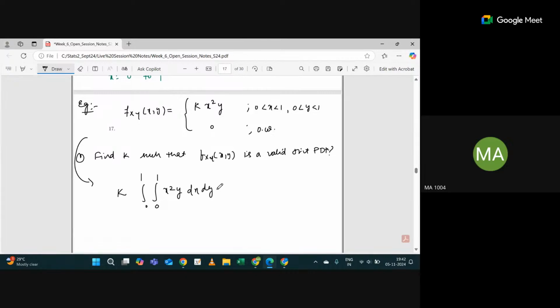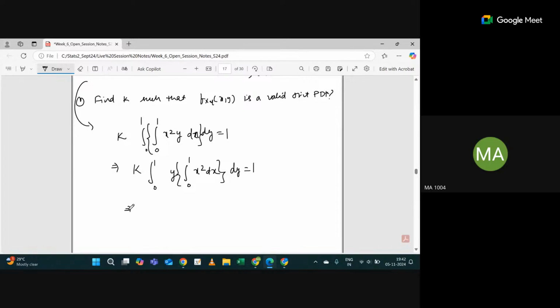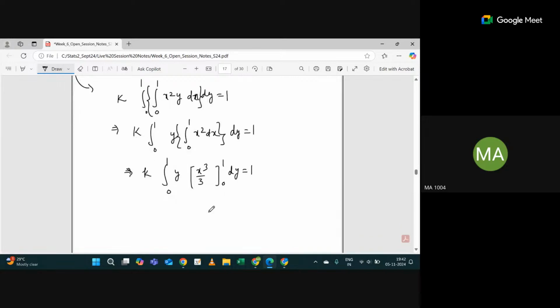With dx dy. Okay, let me separate this. Since I'm going to integrate with respect to x only, I can take y outside also. Yes or no? Yes, sir. Because you can treat y as a constant since you are integrating with respect to x only. So this is k, 0 to 1, y, and this will give you x cubed divided by 3, 0 to 1, dy equal to 1.